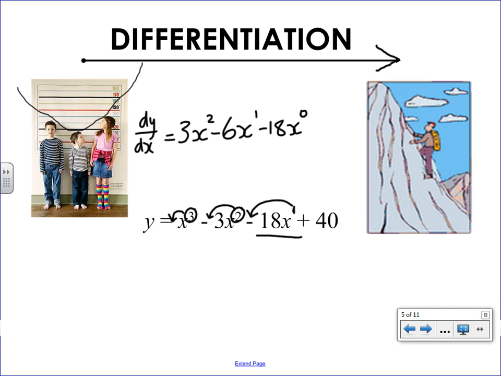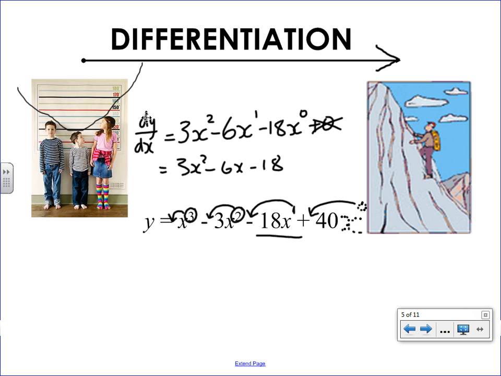Okay, what have I got here? Invisible x to the 0, exactly. I've got x to the 0. Don't bother writing it, but it's there. 0 times 40 is 0, so nothing. Okay, tidy it up: 3x squared minus 6x minus 18, because we don't write to the power of 0 and we don't write the power of 1. So that's how I got the gradient function.